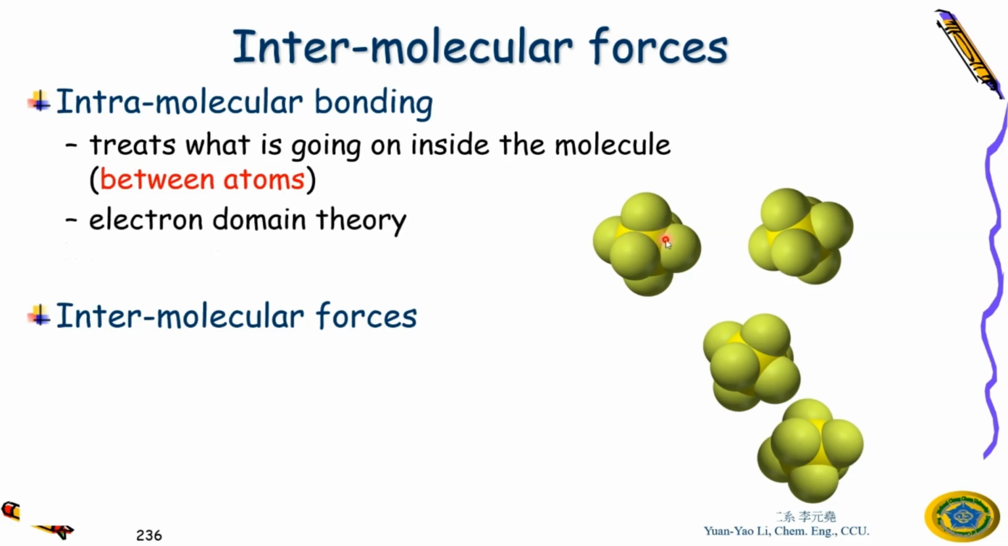Okay, so we skip this topic, electron domain theory. This is called primary bond. Primary bonds include, as I just told you, ionic bond, covalent bond, and metallic bond.